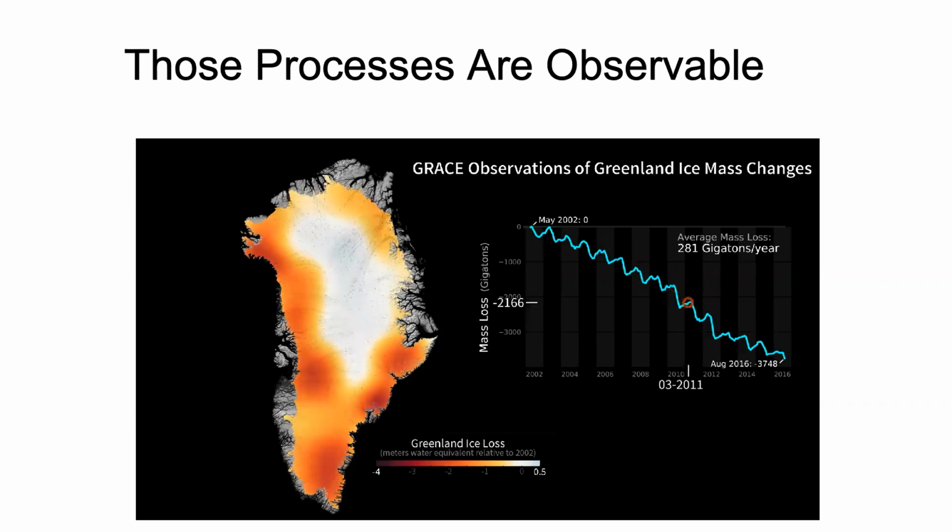And then to the right is a time series showing mass loss over time from Greenland. So what you're seeing here is an overall net loss of ice from Greenland, which would then be represented as a transfer of water into the ocean basins, which leads to long-term average sea level change. So those processes on a global scale are observable. Next slide, please.